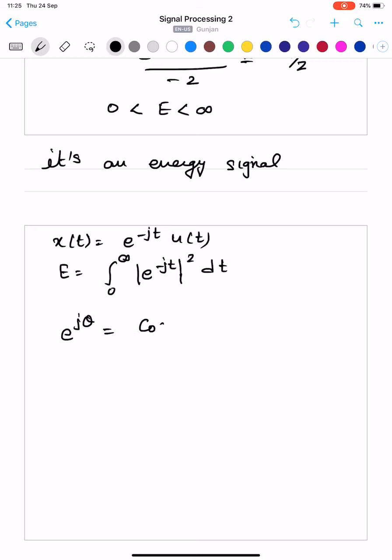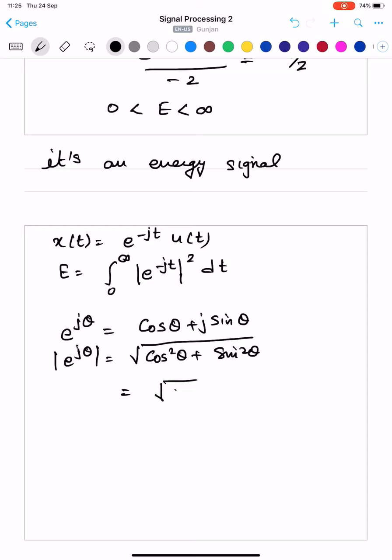e raised to the power j theta is basically equal to cos theta plus j sin theta, and when we take the mod of a complex number, it will be the square root of the real part squared plus the imaginary part squared. So it will be cos squared theta plus sin squared theta, which is equal to 1. So E equals the integral from 0 to infinite of 1 dt, which is t from 0 to infinite. So the answer is infinite.